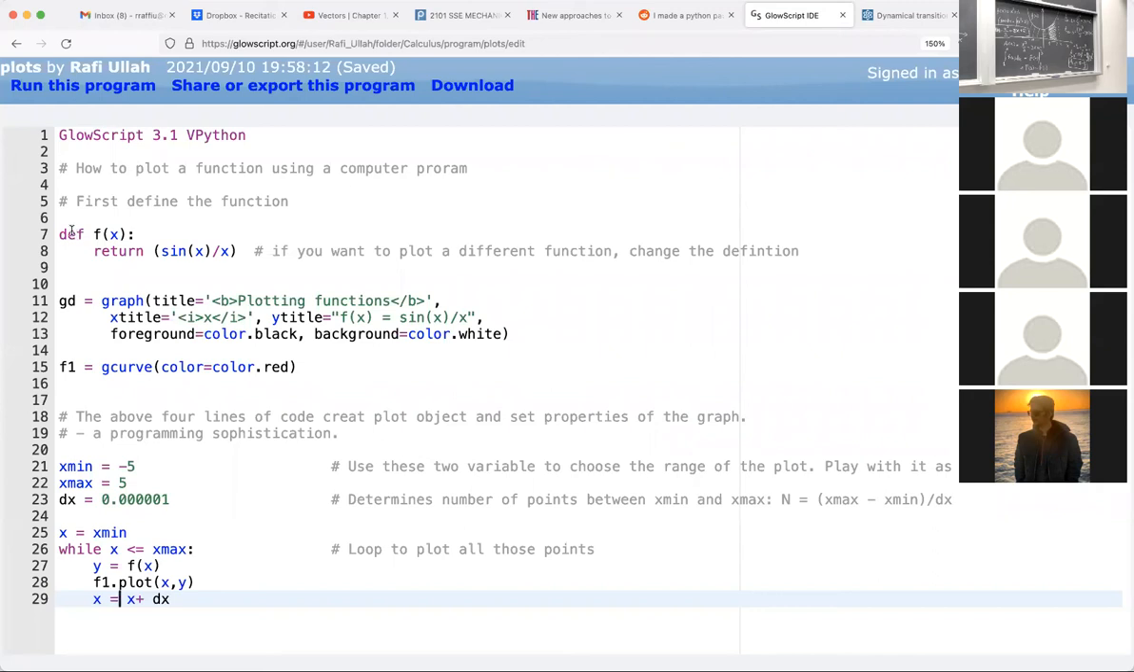And the next thing is, of course, the purpose of this program was to be able to plot functions on a computer. So whenever you want to plot a function, you need to define it. So in this case, we have a function.